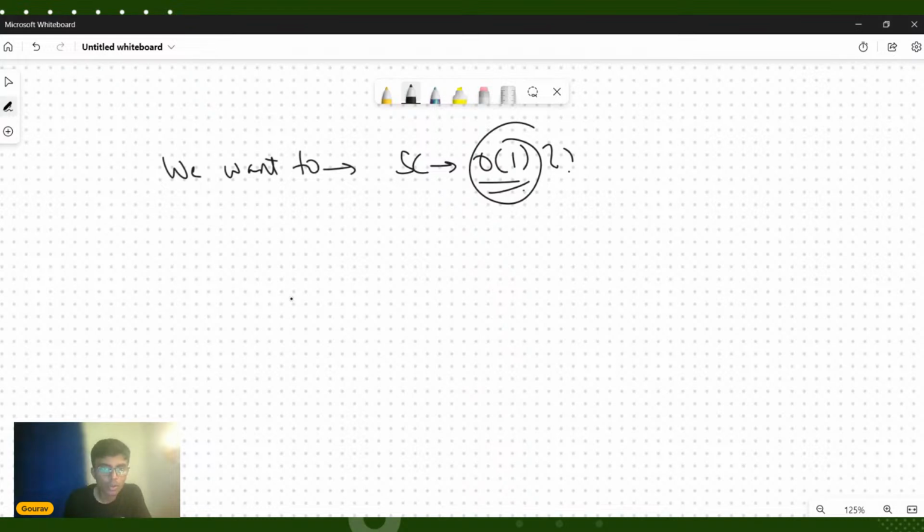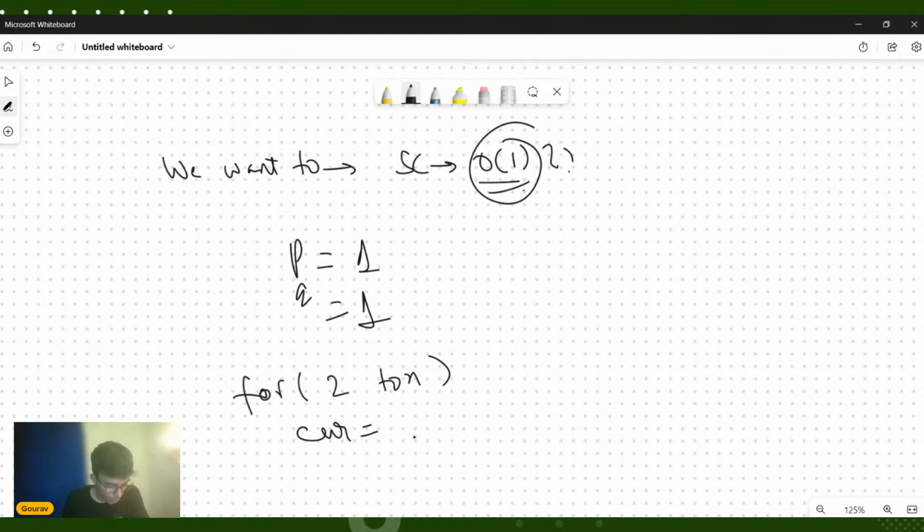So basically, we will keep two variables, let's say p and q. p will be 1 and q will also be 1, and we are starting our loop from 2 to n. And what we are doing is writing a value called cur, which is basically p plus q. Once we are done with this, we make p equal to q, and q equal to cur.